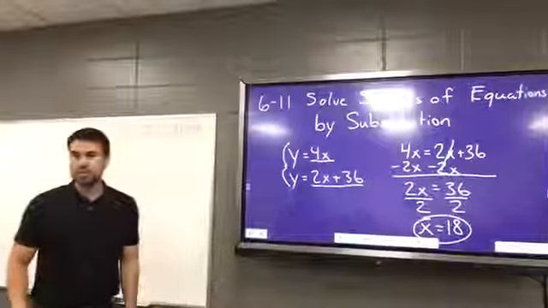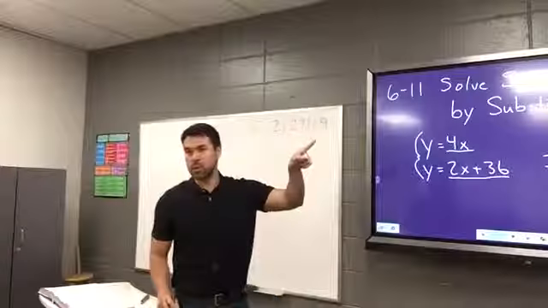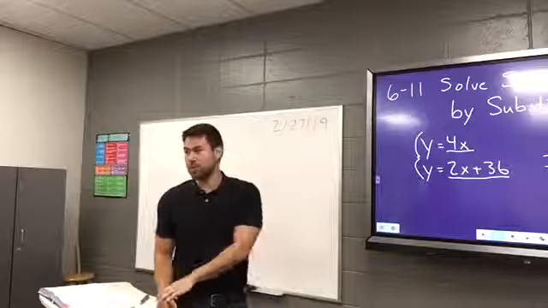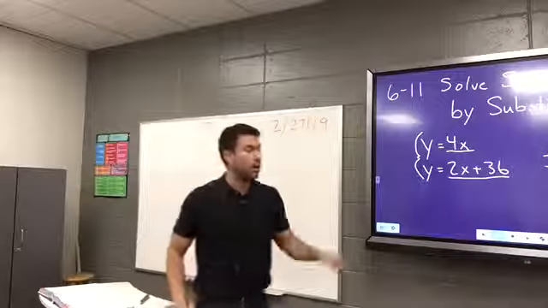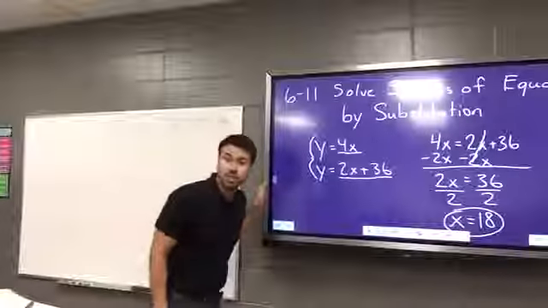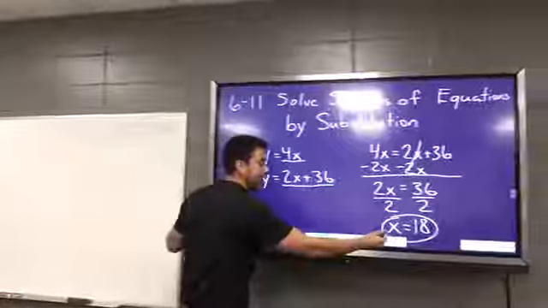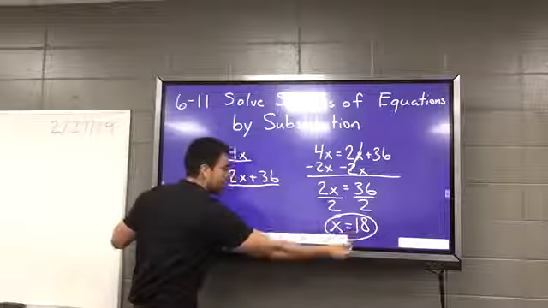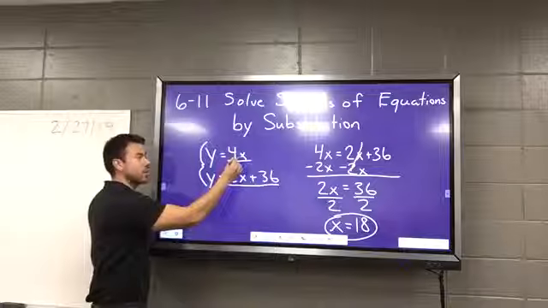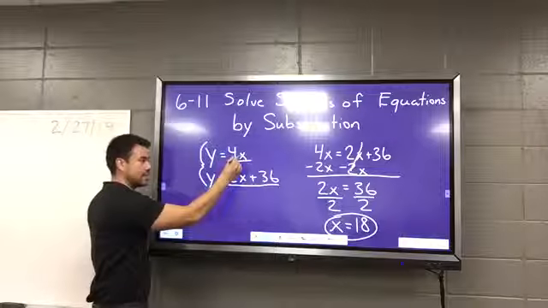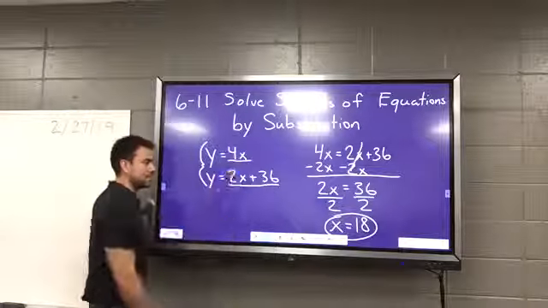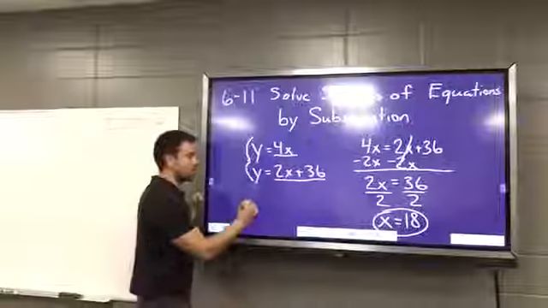Ready? What is this lesson called? Solving systems of equations by substitution. So guess what I'm going to do? To find the other variable, I'm going to substitute. Instead of x right here, what should I put? 18. So does anyone know what 4 times 18 is? What does y equal therefore?